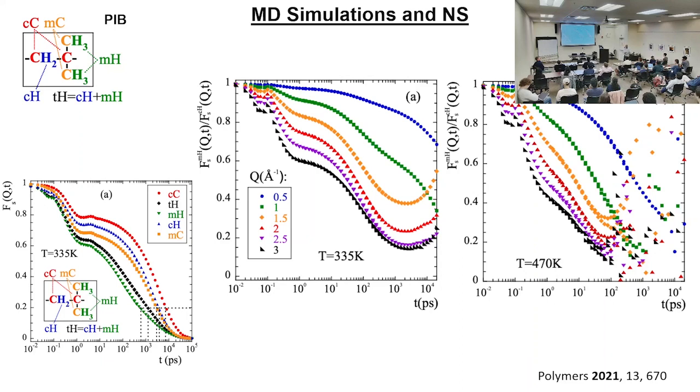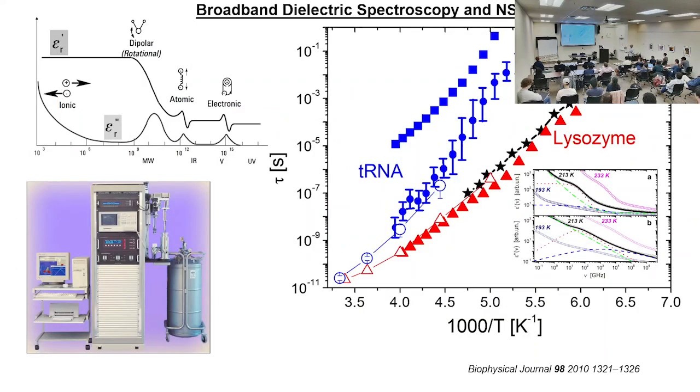Methyl rotations are strongly coupled with chain dynamics. Okay. I will skip this one, and this is just my last example. So in this example, I'm showing you some data from broadband dielectric spectroscopy. What happens in broadband dielectric spectroscopy is you follow motions of dipoles.